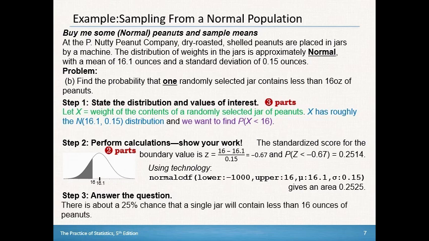All right, so there's about a 25% chance based on the value we got here. The area is the probability. So there's about a 25% probability that a single jar will contain less than 16 ounces of peanuts.